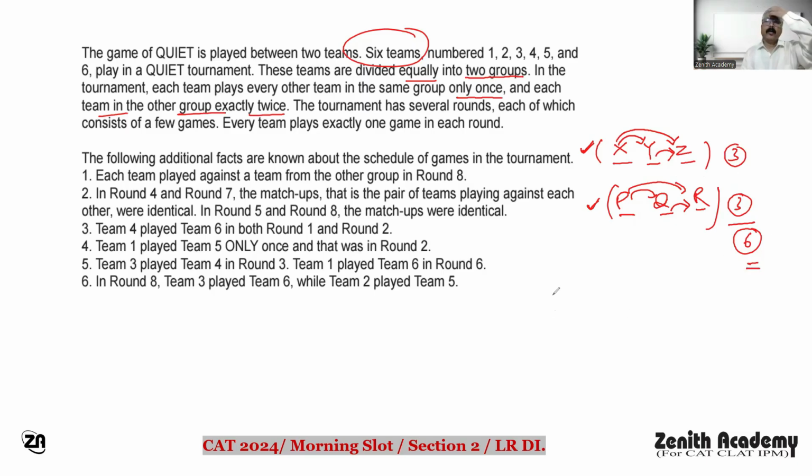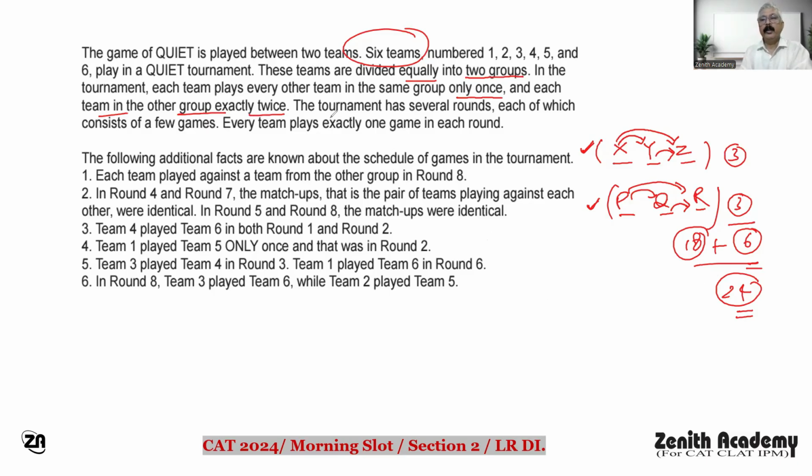Now the second point is each team in the other group exactly twice. X will play 2 times with P, 2 times with Q, 2 times with R. So it means 6 matches of X, and in the same format, Y will play 2 times with P, 2 times with Q, 2 times with R. Z 2 times with P, 2 times with Q, 2 times with R. So 6 times 3 is 18. This total 18 plus 6 is 24 matches. So there are a total of 24 matches, right?